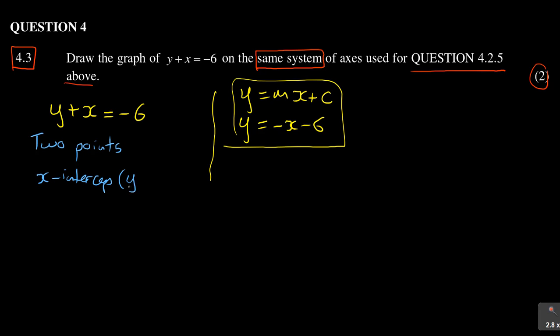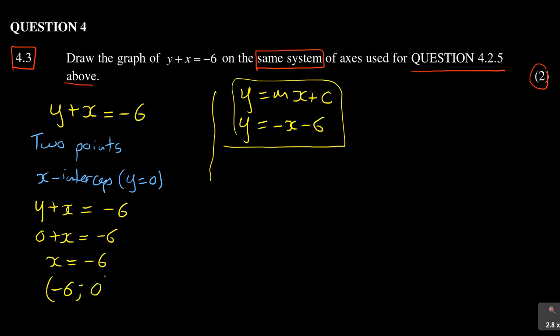Remember, y is equal to 0. So now if we start with that in the x-intercept, I've got y plus x is equal to minus 6. So when y is 0, 0 plus x is equal to minus 6. So what is x? x is equal to negative 6. So we have got coordinates there: when x is minus 6, y is 0.